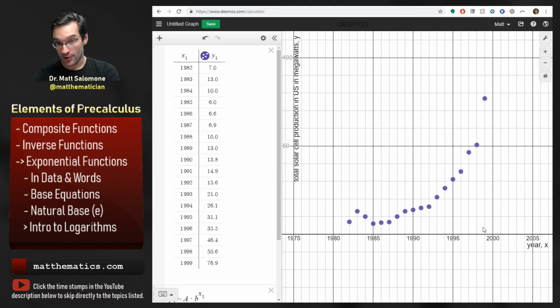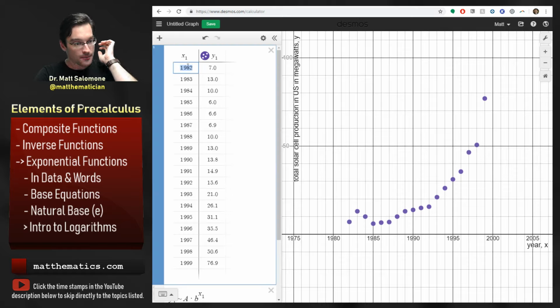So how could we use this data to discover a model and then use that model to make predictions about how the production of solar cells is actually progressing over time? What I did is I took all of these data points and entered them into a Desmos grapher. But I'd also like to get them in a spreadsheet, but I guess we can't quite make it there yet. We'll look at doing that next.